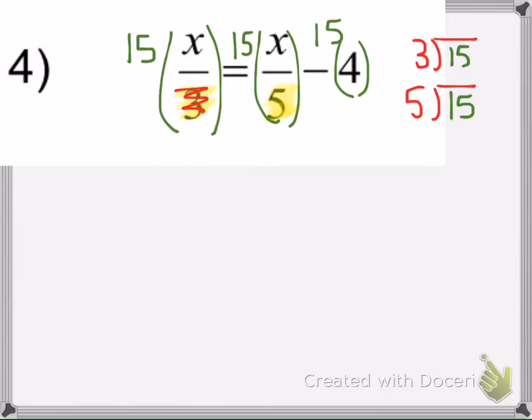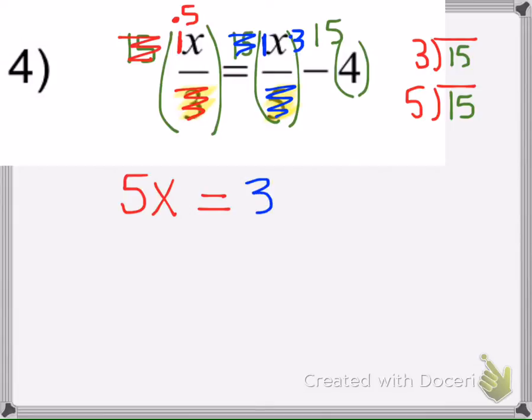So 3 goes into 15 5 times. So in front of this variable, there's a 1. So I'm going to do 5 times 1. And then 5 goes into this 15 right here 3 times. So 1 times 3 is 3. And then 15 times 4 is 60. And now there are no fractions in the problem.